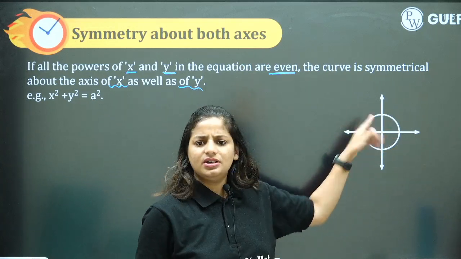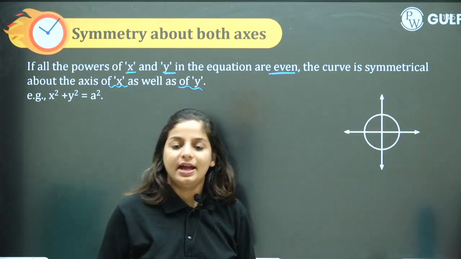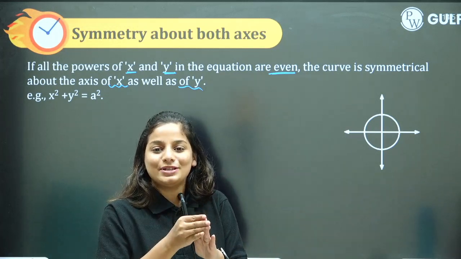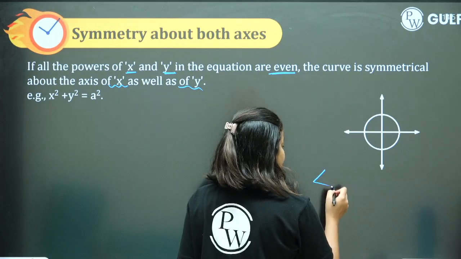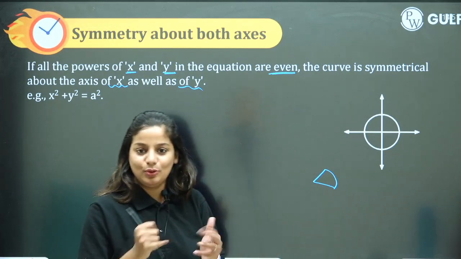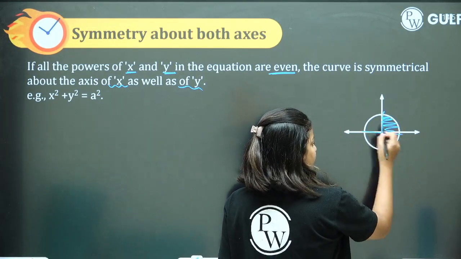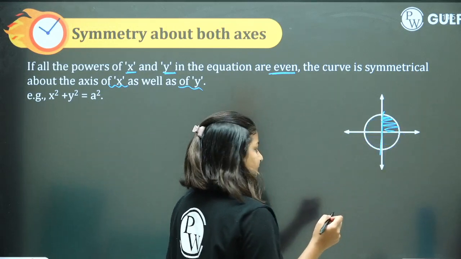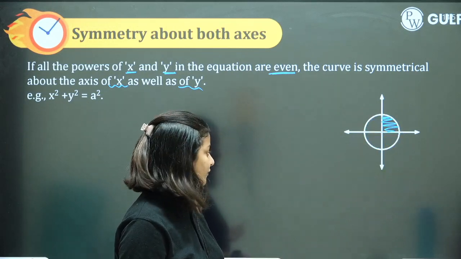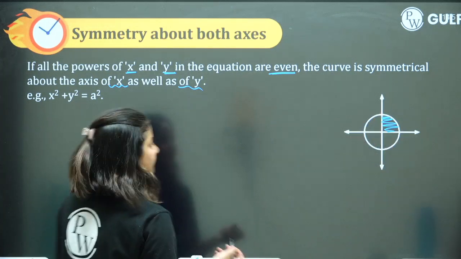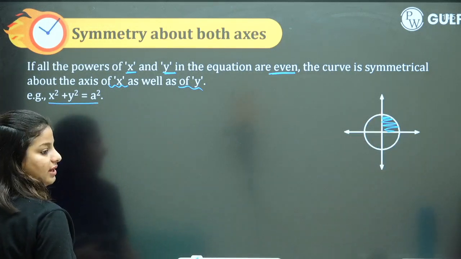Can you see a circle is symmetric along x and y? You can fold the circle nicely into 4 parts like you fold your clothes and keep it. If you fold it like one of the parts, it is symmetric. So for all 4 parts, if you want to find one, multiply by 4. It's a symmetric figure. X square plus y square is equal to a square.